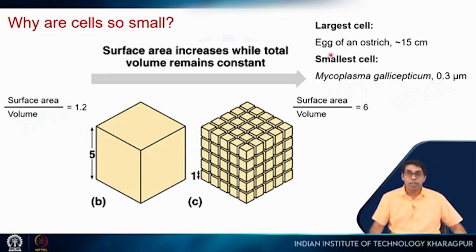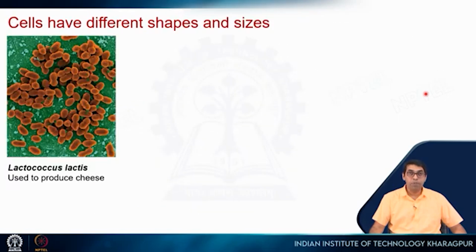The largest known cell is that of a egg of an ostrich. So, it is 15 centimeter in width and around 20 centimeter in length. So, it is a very big cell. On the other hand, the smallest cell that is known is around 0.3 micrometers in size. So, you can see that there is a large variation in the size of cells, and it depends completely on the function that cell is going to perform. So, here are some typical examples.